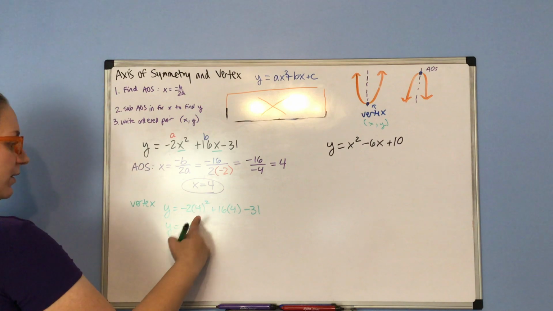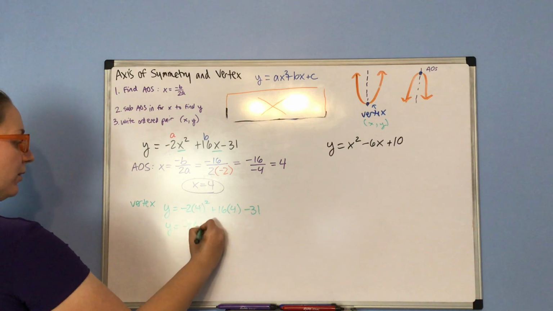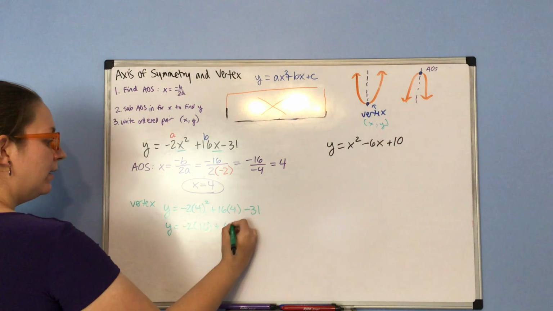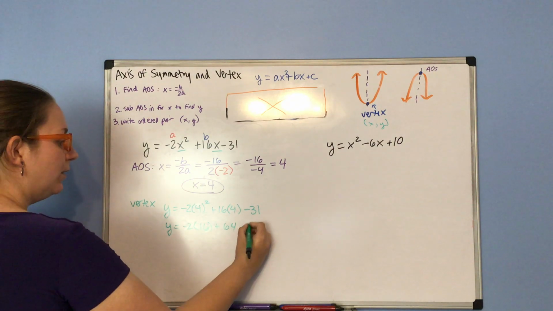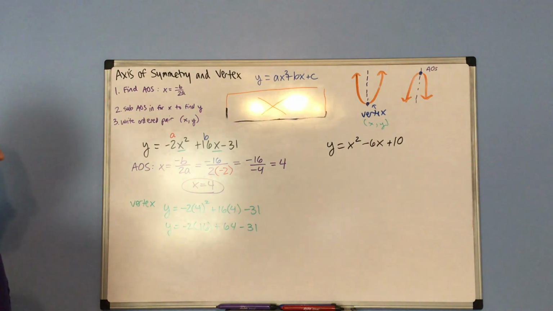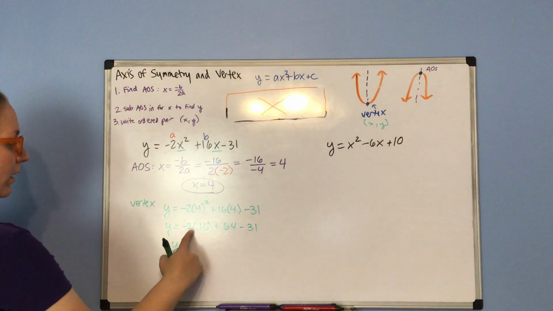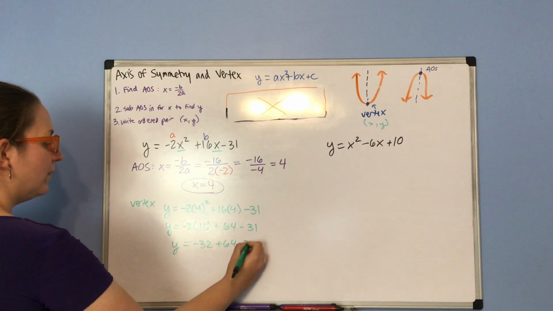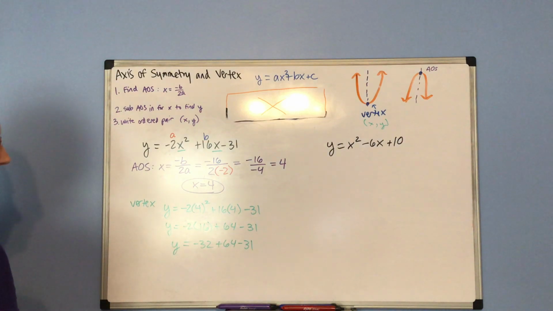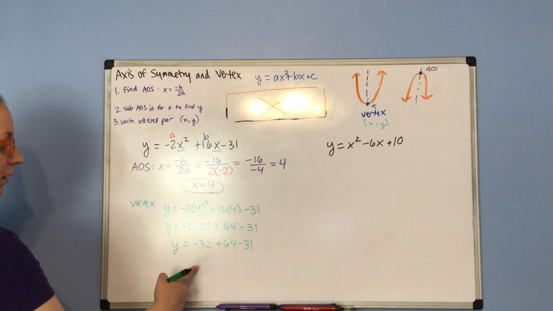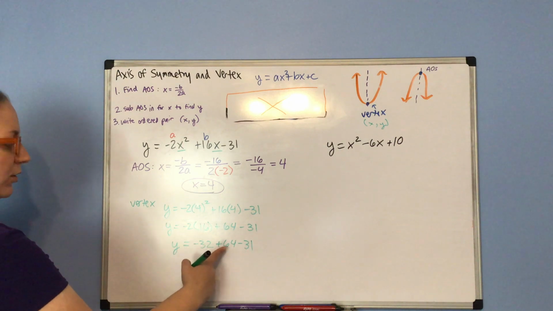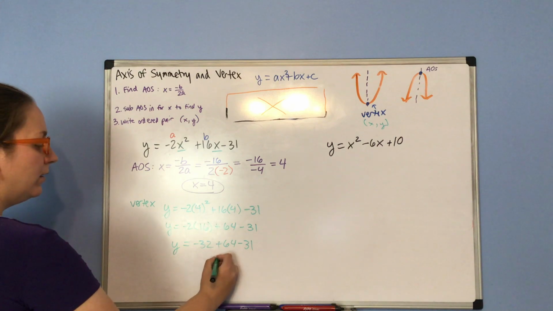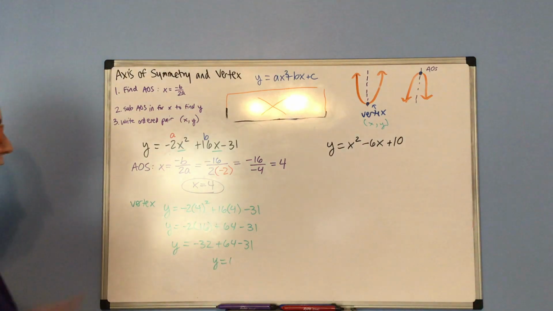So to simplify this, I'm going to take care of my exponent. 4 squared is 16. I'm going to do my multiplying here. 16 times 4 is 64, minus 31. Negative 2 times 16 is negative 32. Everything else stays the same. And I'm going to do all my adding at once. Negative 32 plus 64 is positive 32. Minus 31 is 1. We're almost done.